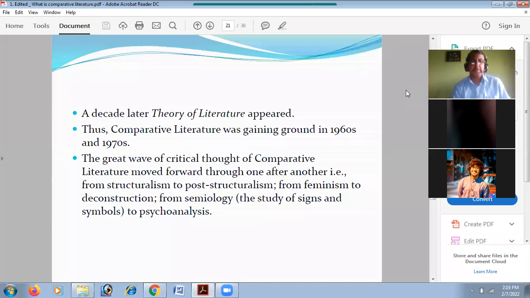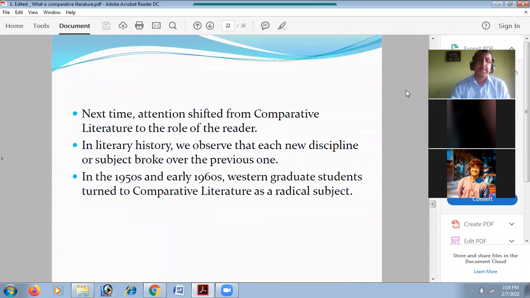The great wave of critical thought of comparative literature moved forward one after another, from structuralism to post-structuralism, from feminism to deconstruction, from semiology to psychoanalysis. So comparative literature moves on to so many fields of literary theories and perspectives. Next, attention shifted from comparative literature to the role of the reader.